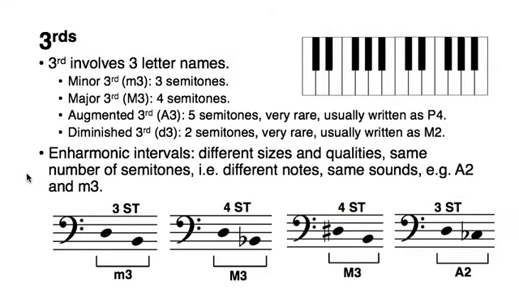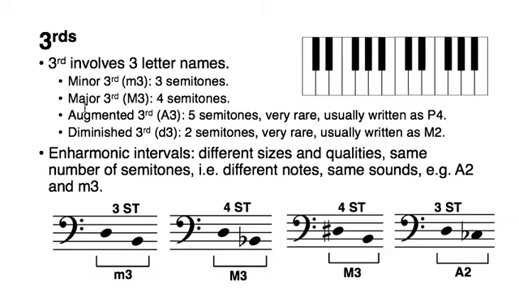Thirds involve three letter names, and then you have minor thirds, lowercase m3, which has three semitones, and major thirds, uppercase M3, with four semitones. Augmented thirds and diminished thirds, I put them for reference for you, but they are very, very rare and don't happen very often. Diminished thirds a little bit more often than augmented thirds, but still the ones that we should really focus on is the minor third and the major third.